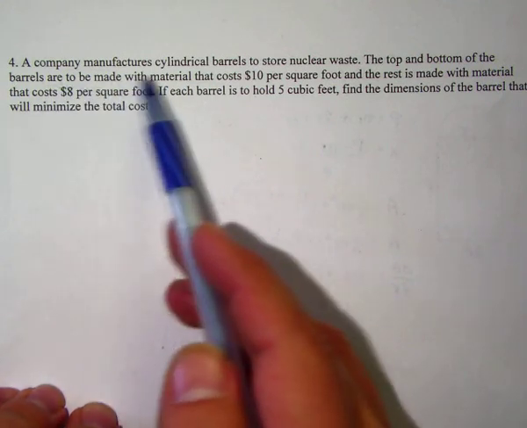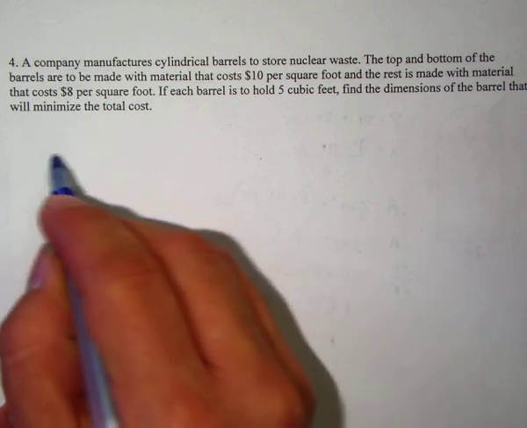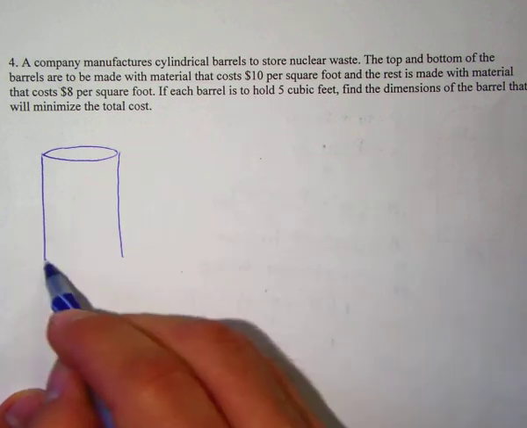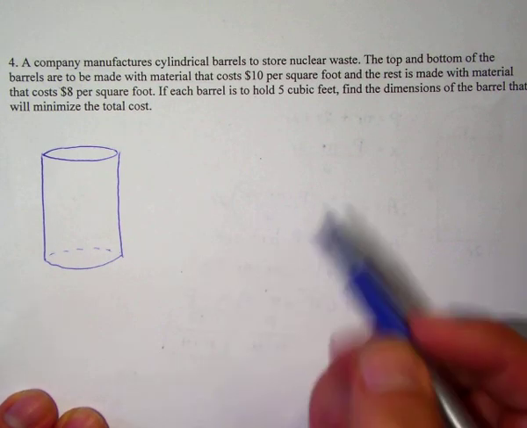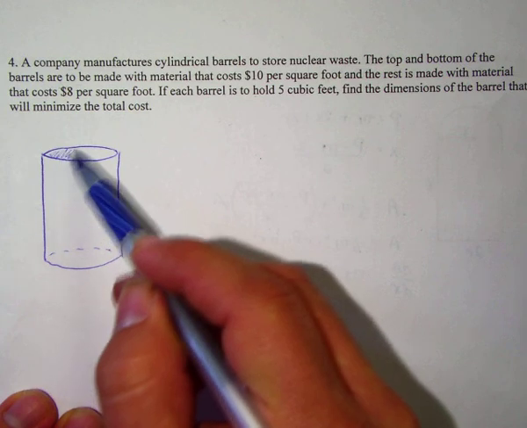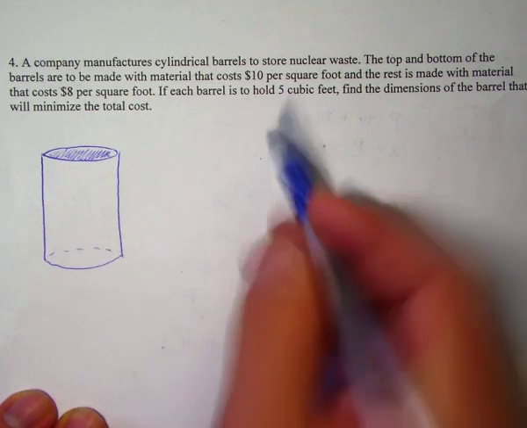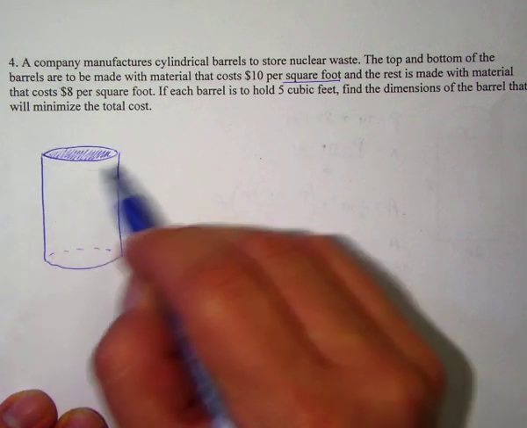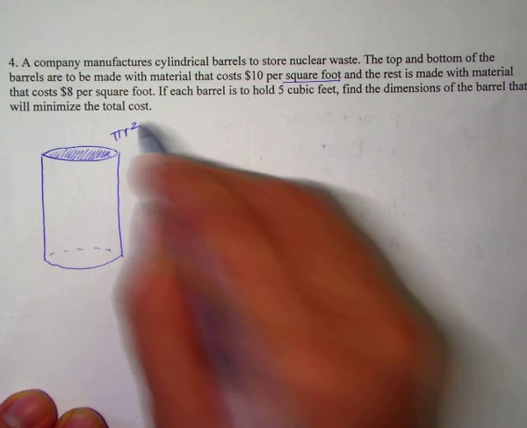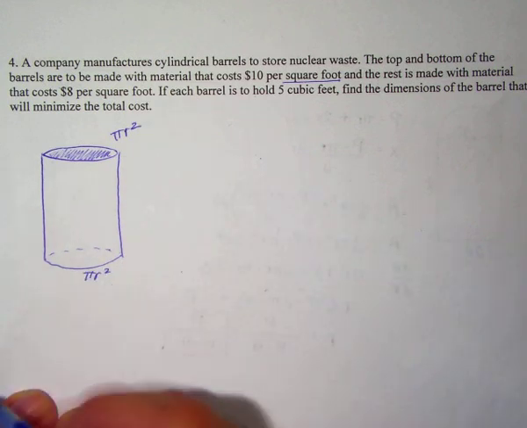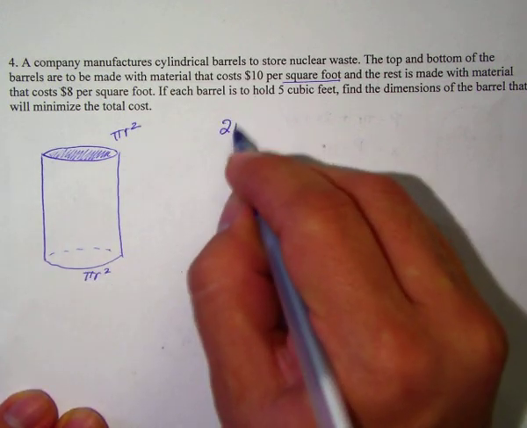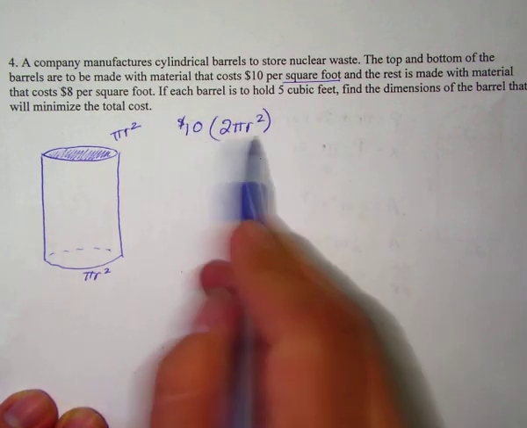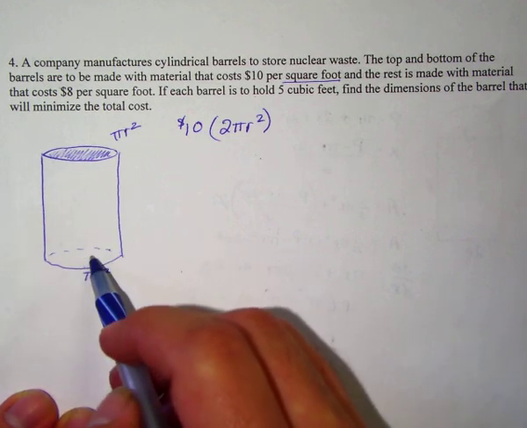A company manufactures cylindrical barrels. I'm thinking holiday here. So here's a barrel like this. We know that the top is going to cost us $10 per square foot, which is area. So we want the area of the top. The area of the top is pi r squared. The area of the bottom is pi r squared. We add those two areas up and we multiply that by $10. That's going to be how much it costs for the top and the bottom.